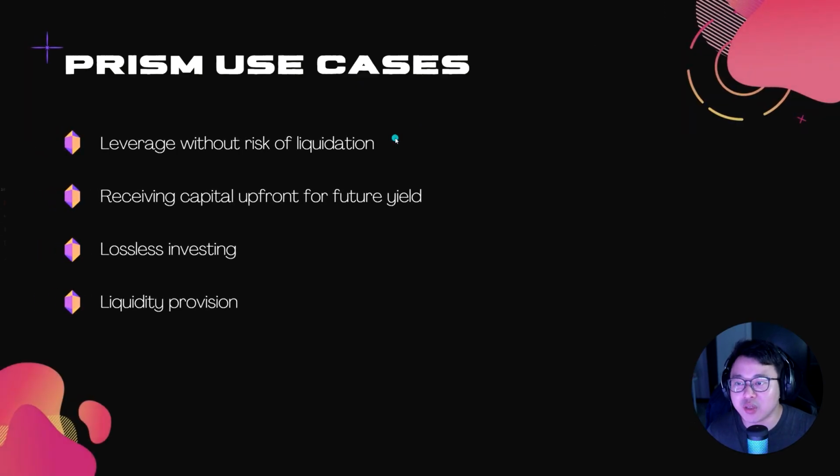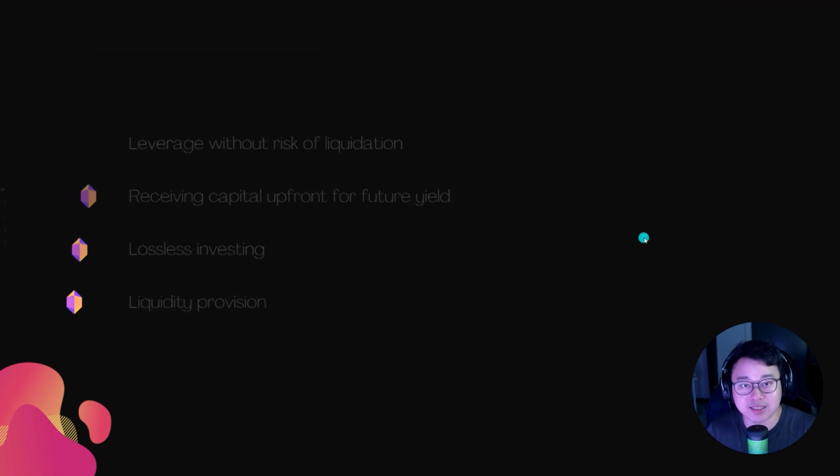So let's take a look at Prism use cases. And the first one is you can leverage without the risk of liquidation. You can also receive capital upfront for future yield. And you can also do lossless investing as well as liquidity provision. So let's take a look at each of these use cases one by one.